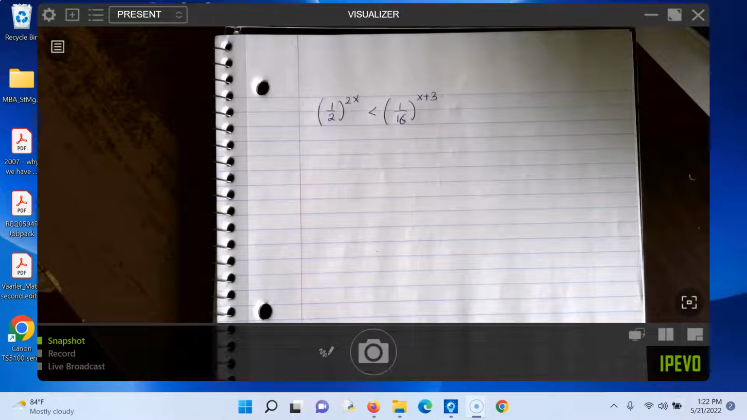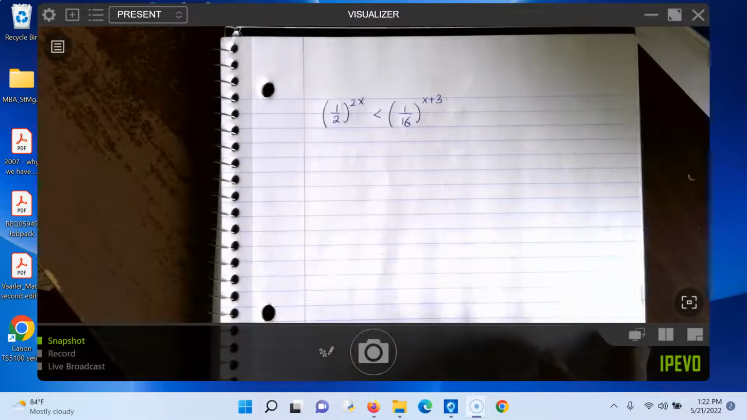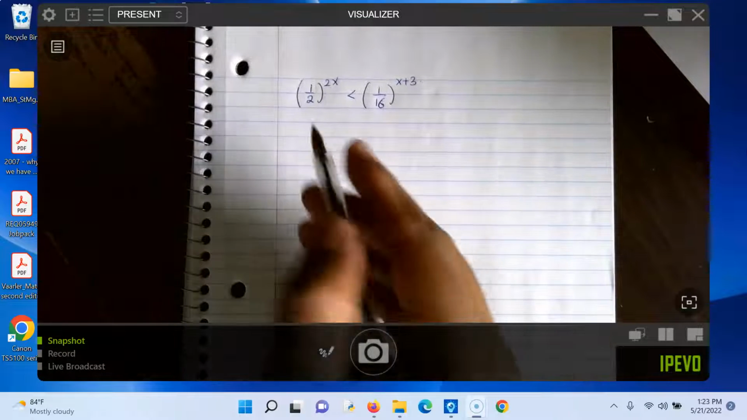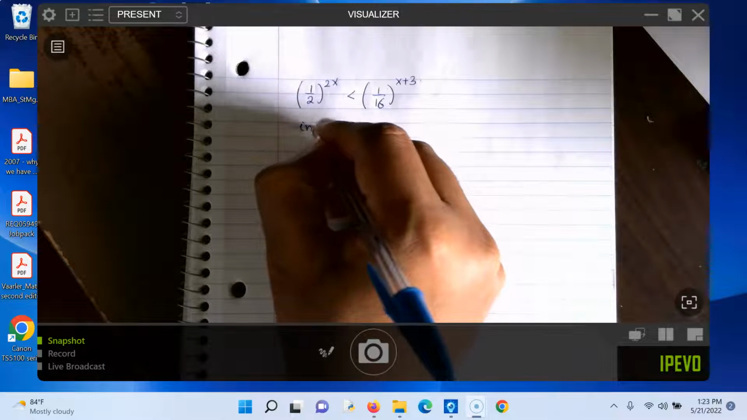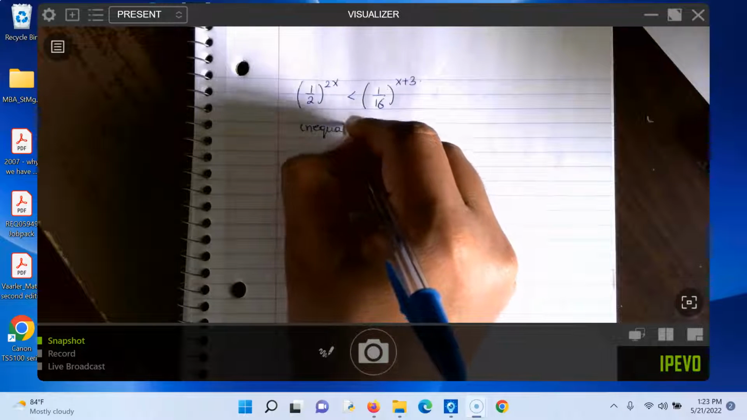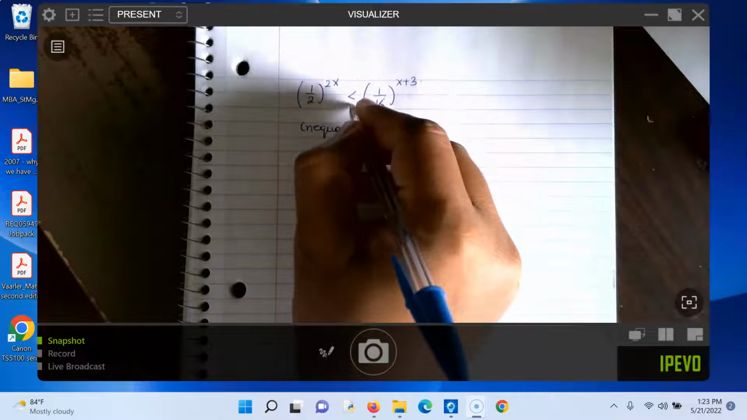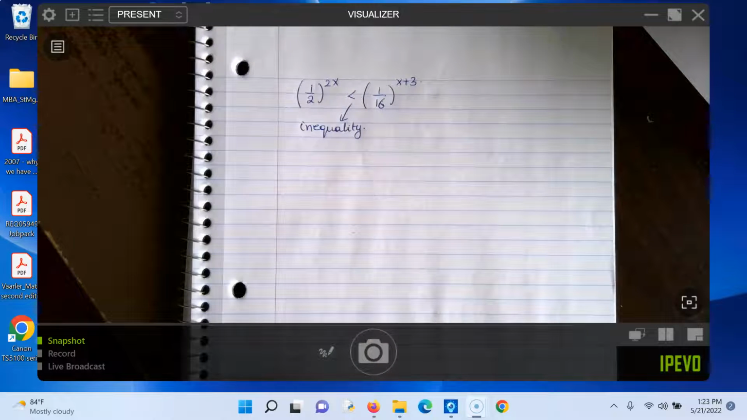So here I'm going to explain how to solve this inequality. First thing I want you to understand is that this is an inequality, not an equation. So this is an inequality. Okay. Why is this an inequality? Because there is a less than sign.